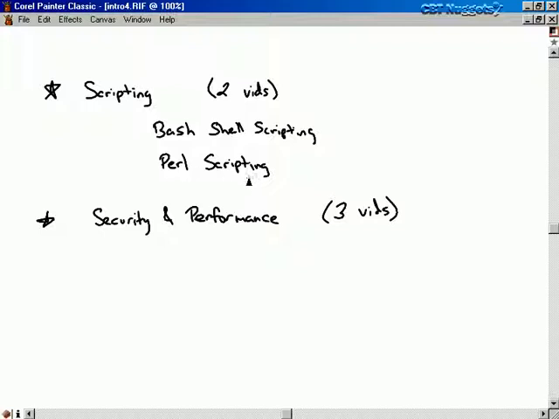And so hopefully this particular video will get you on the way to learning Perl and being able to understand what all those various scripts do, and also being able to write your own scripts. And then we talk about security and performance for the last 3 videos. So we talk about performance monitoring. How do you monitor network traffic or CPU usage or memory usage, and how do you diagnose performance problems, and what's the underlying problem? That's what we're getting at there.